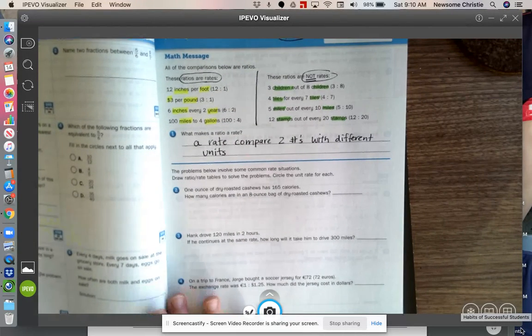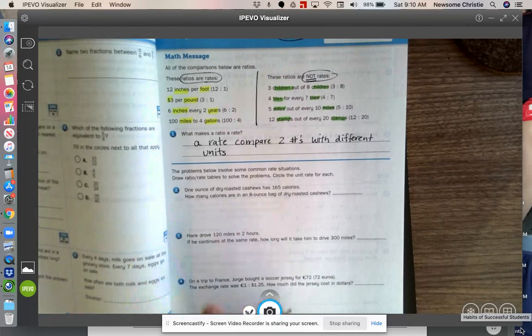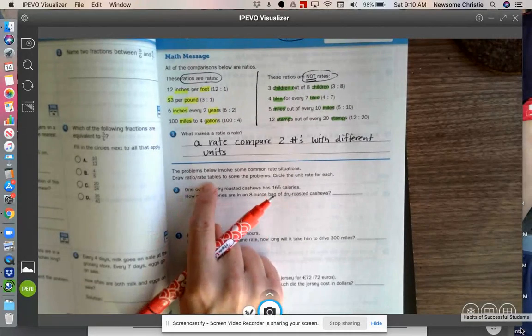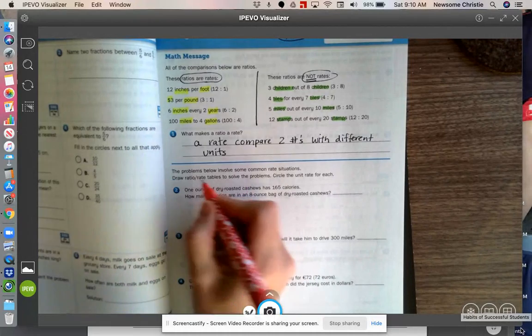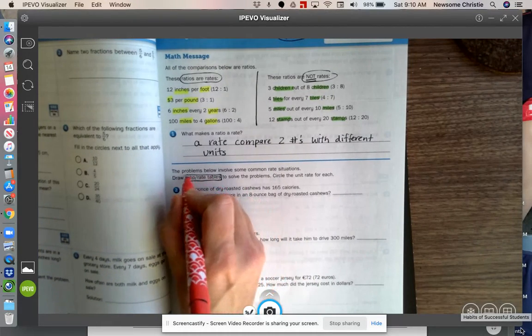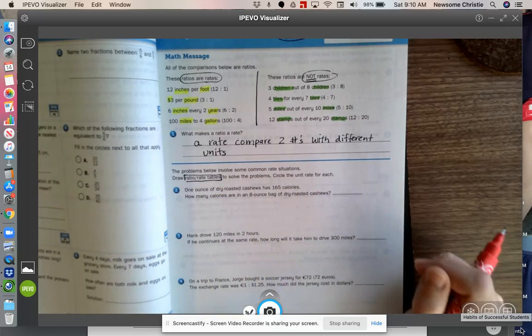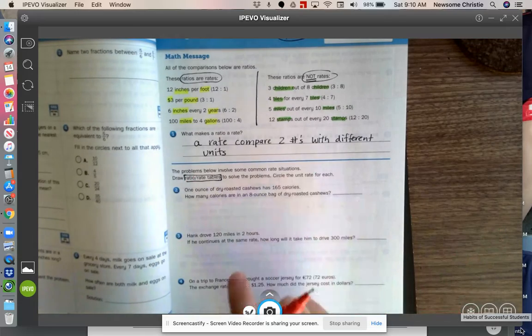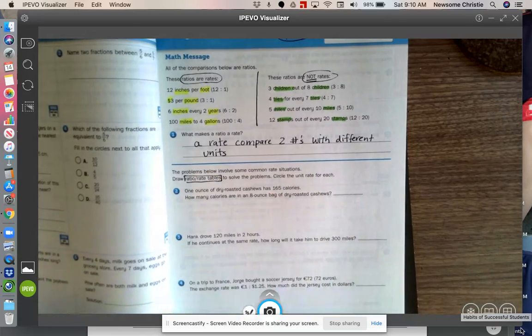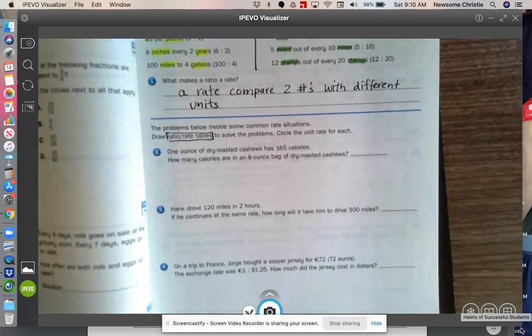So let's take a look at how this goes. It says the problems below involve some common rate situations. Draw a ratio rate table. Now this is something that's new to solve the problems. And then we're going to circle a unit rate for each one. We'll talk about unit rate in just a second. Let's focus on this ratio rate table. I'm going to zoom in here.